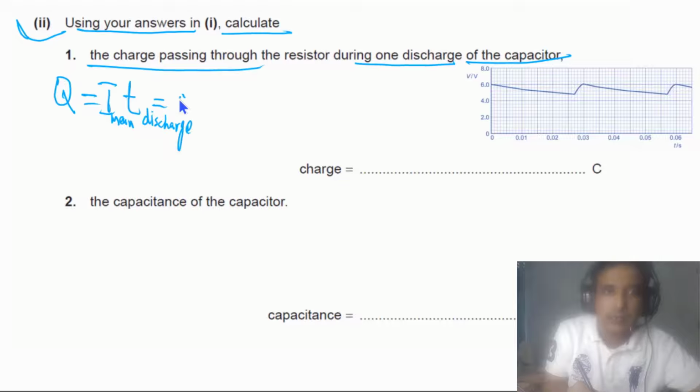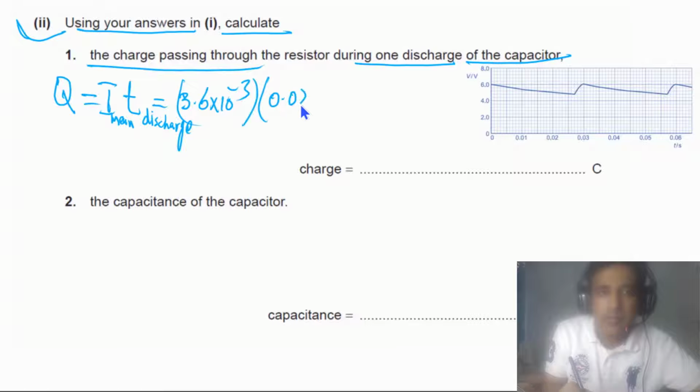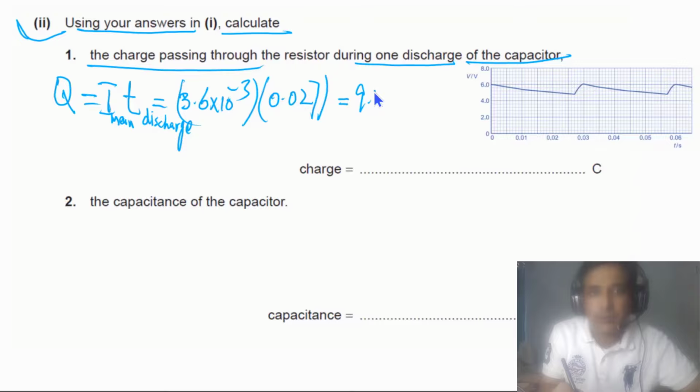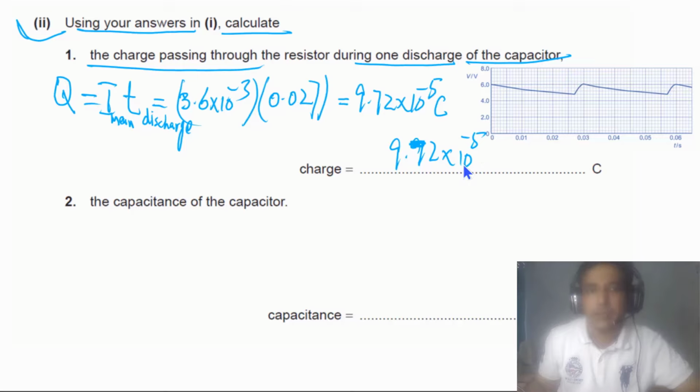I we calculated in the last part, that was 3.6 times 10 to the minus 3 amps, and the time interval we have also calculated, that was 0.027. Now we simply multiply and we can find the value of Q. That will be equal to 9.72 times 10 to the minus 5 coulomb. So this is our final answer, and this is how we can calculate.